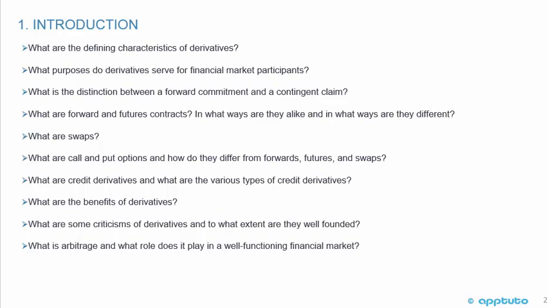For example, what are the defining characteristics of derivatives? What purposes do derivatives serve for financial market participants? What is the distinction between a forward commitment and a contingent claim? What are forward and futures contracts? In what ways are they alike? In what ways are they different?